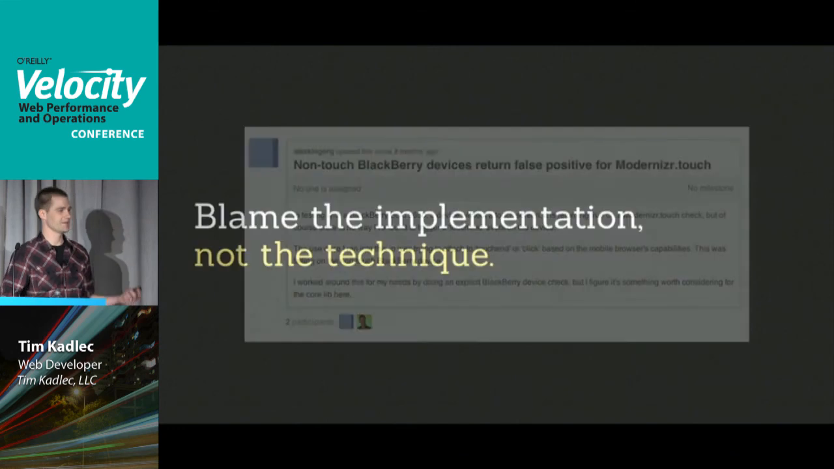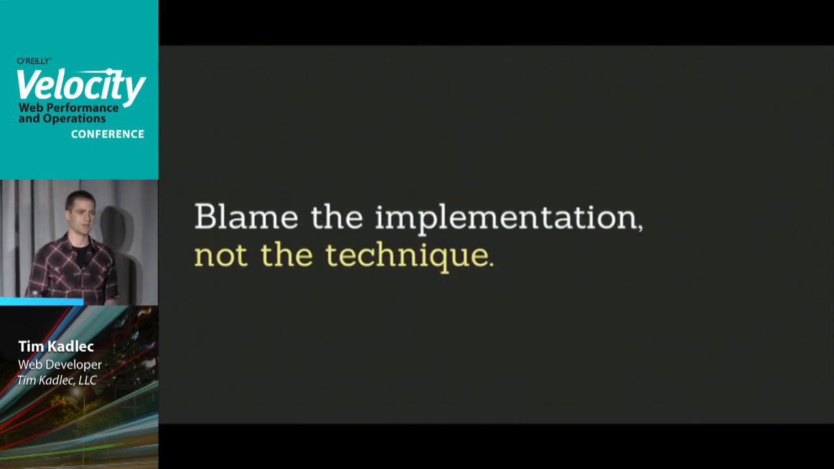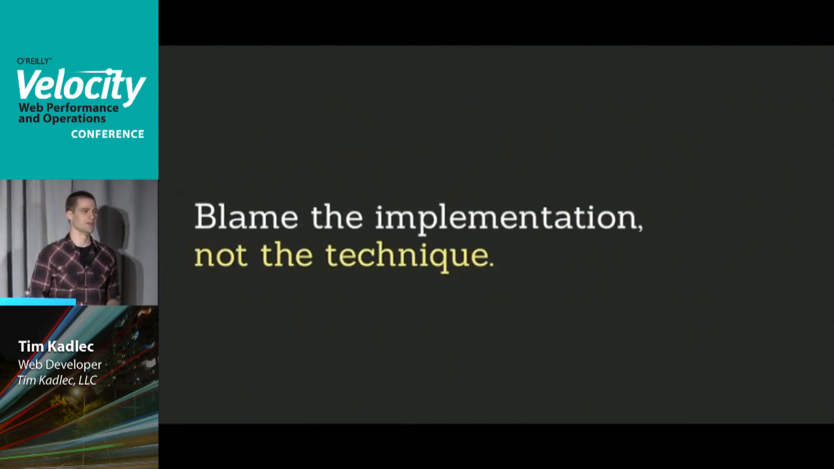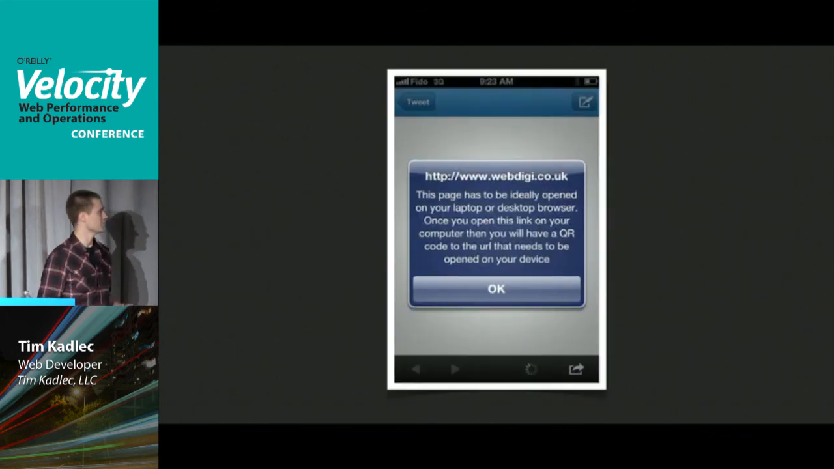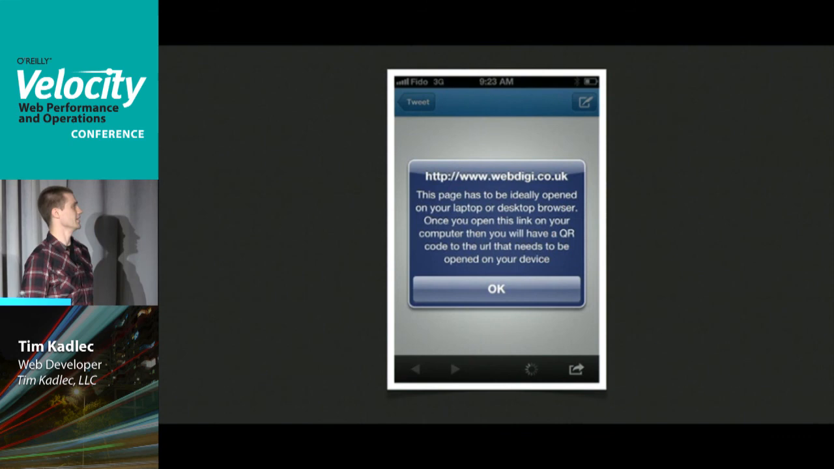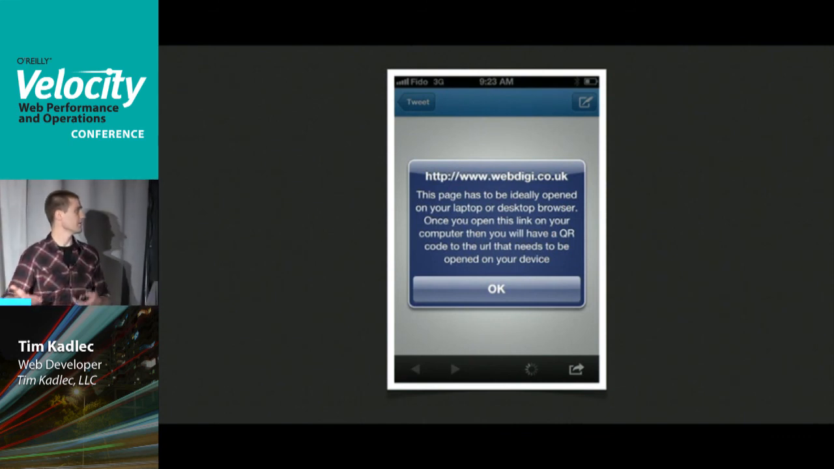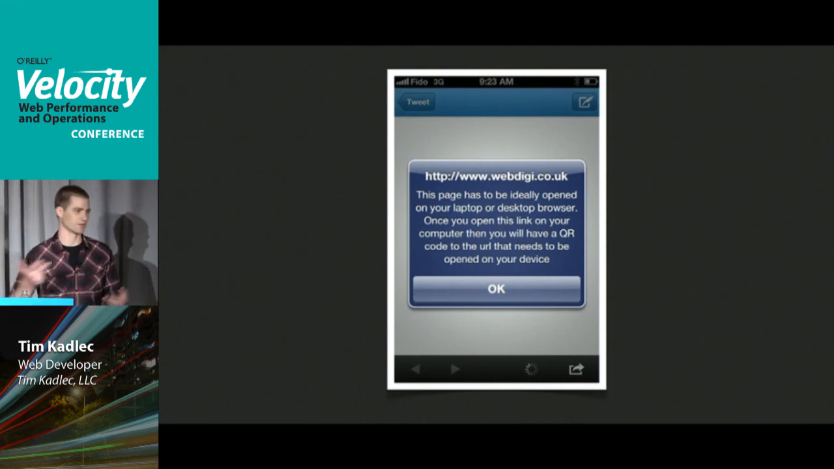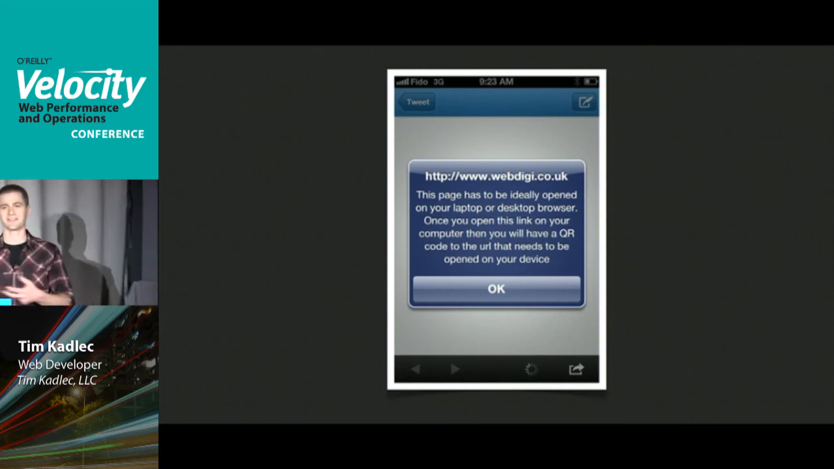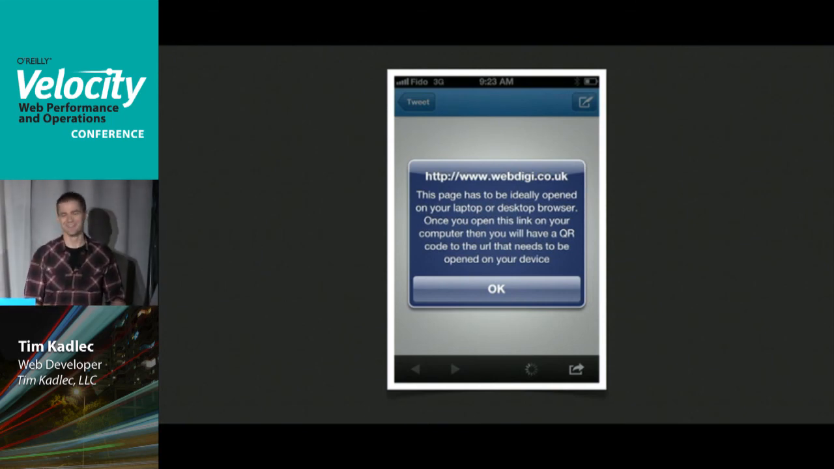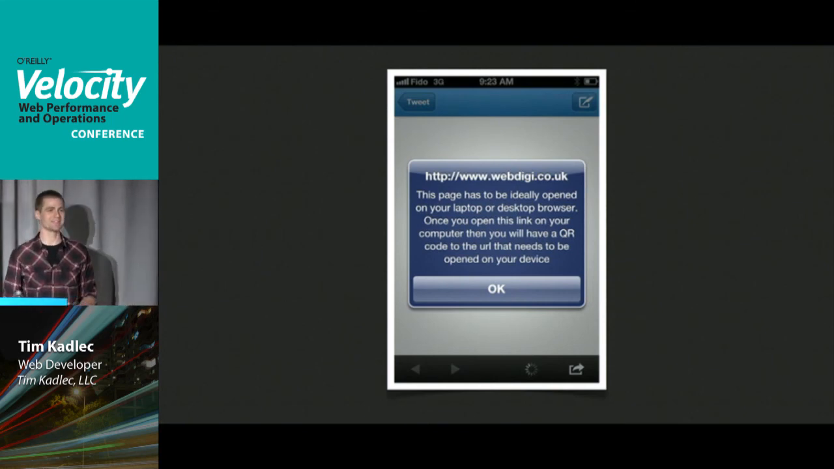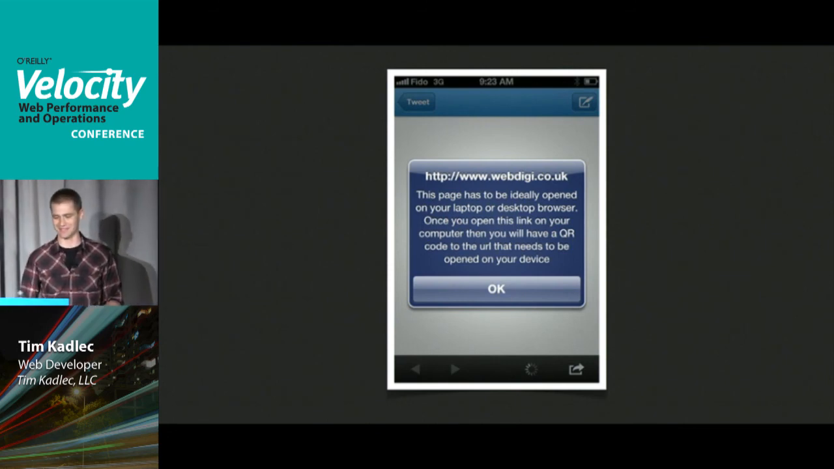And this gets back to the same point: blame the implementation, not the technique. When we think about user agent detection, we tend to picture scenarios like this, where people tell us you need to open this on a laptop or desktop browser, and then once you open it on your computer, you have a QR code that you can scan to go to the URL on your phone. That's what we tend to think of, segmented experiences where we're excluding people.